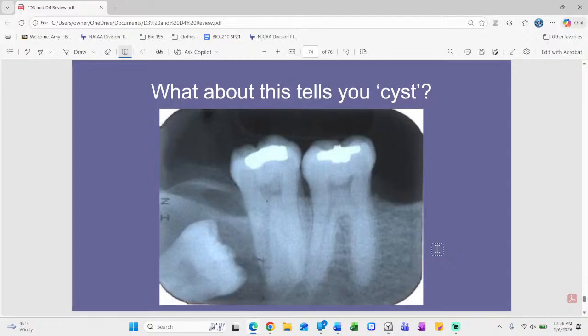What tells you cyst? Lucent. Where should a follicle be on an impacted tooth? About 1 millimeter from the crown, right? Once it starts spreading and enlarging, they say about 5 millimeters out, you're starting to call it a cyst that's pushing the bone up, which is what's creating that border there. And all the way down off of my image here, dentigerous cyst.